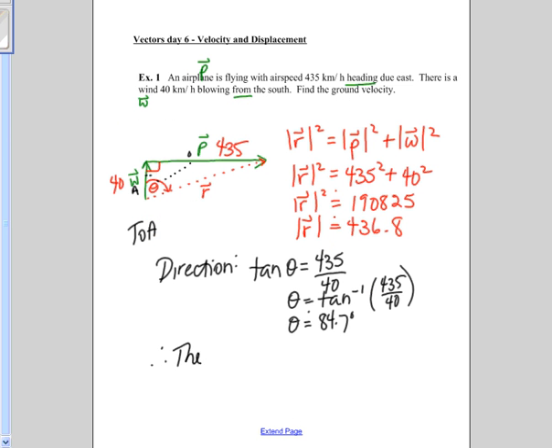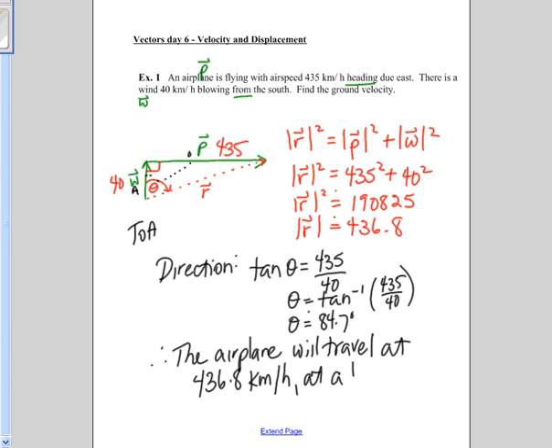Therefore, the airplane will travel at 436.8 kilometers per hour at a bearing of 84.7 degrees.